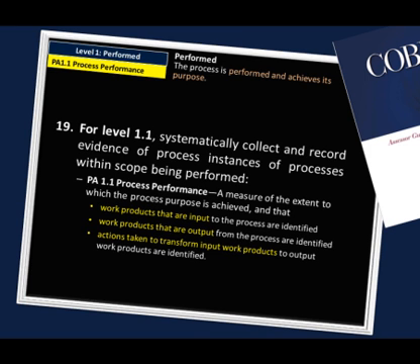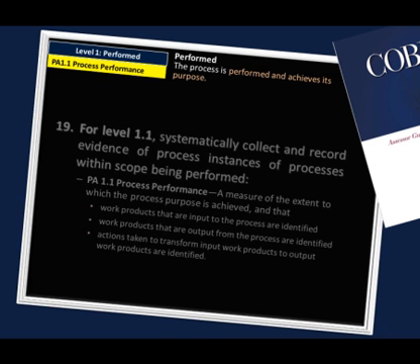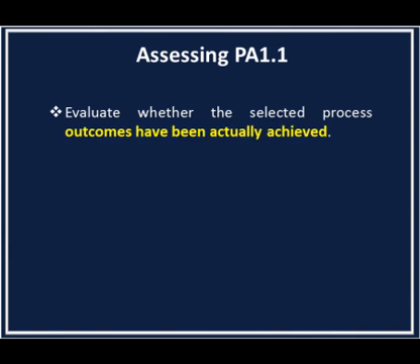Work products that are input are identified, work products that are output are identified, and actions taken to transform input work products to output work products are identified. It's important to evaluate whether the selected process outcomes have been actually achieved.